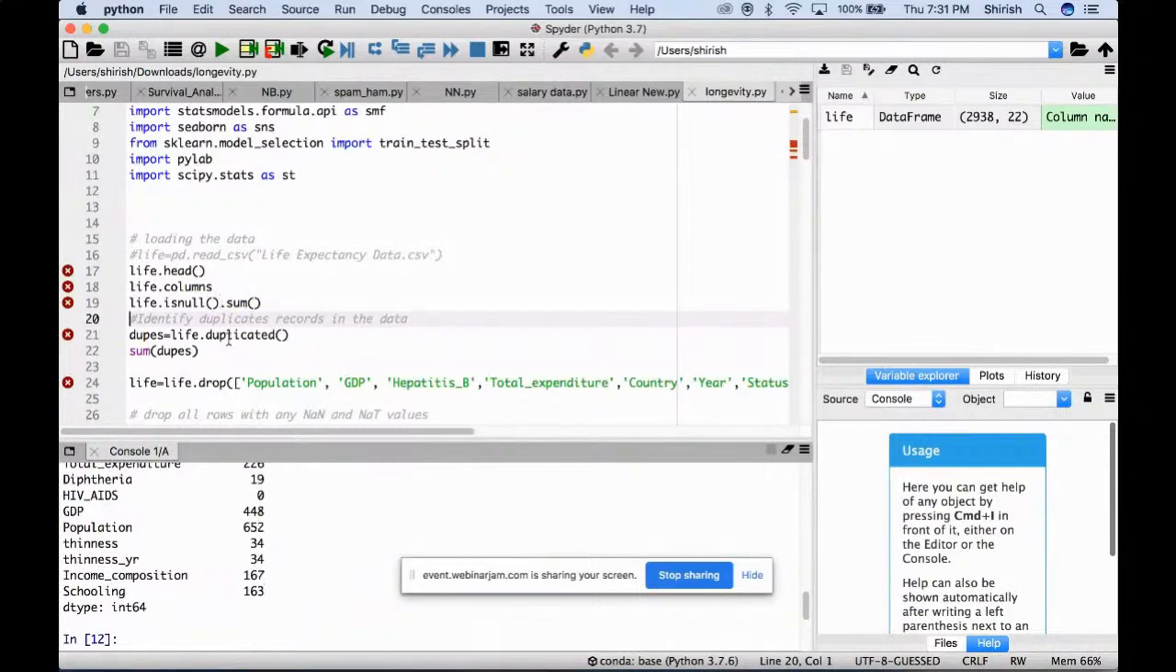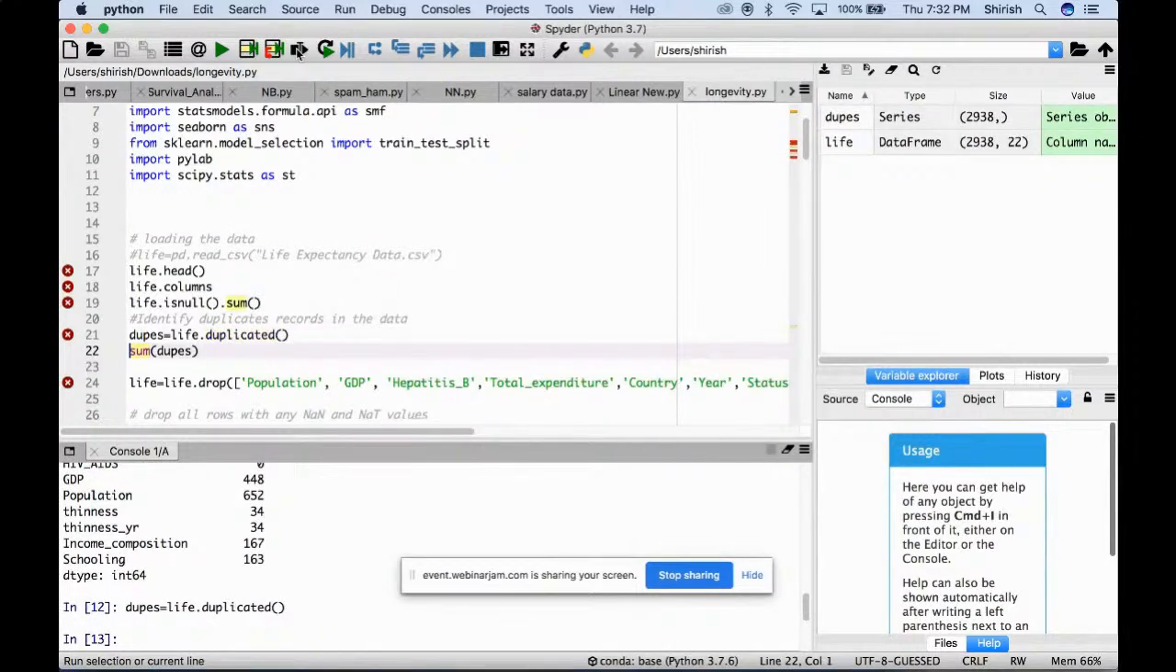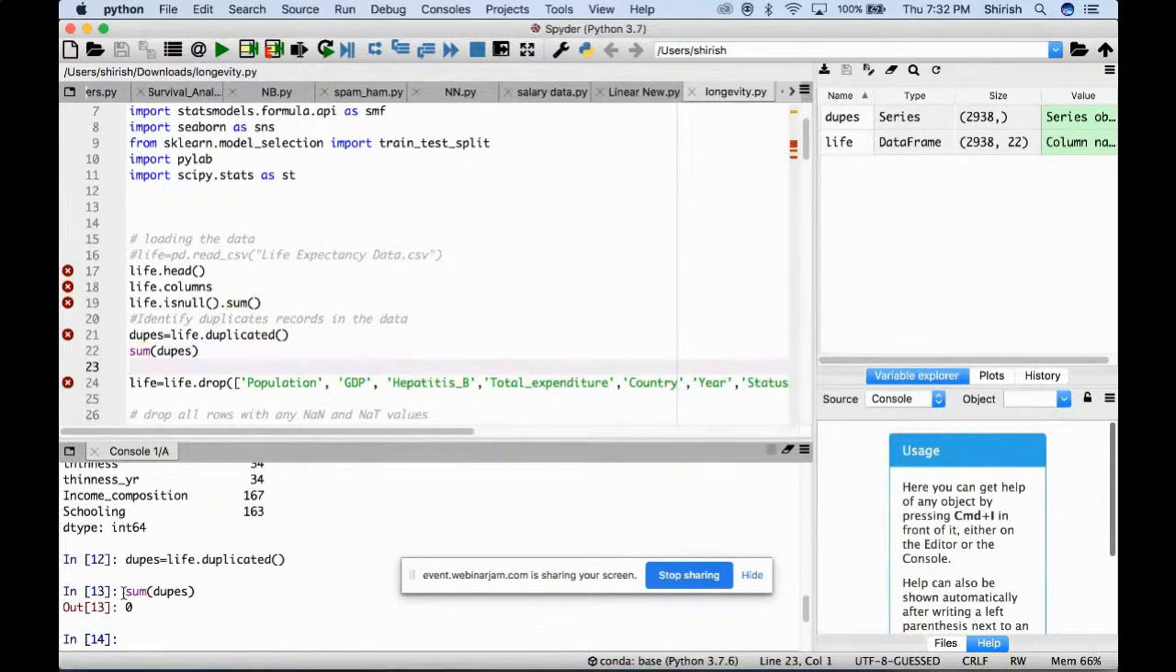So I even want to delete some duplicates from my data. So life dot duplicated. Life is my data set. I'm dropping the duplicates. Now if I see the sum of the duplicates, it is 0.